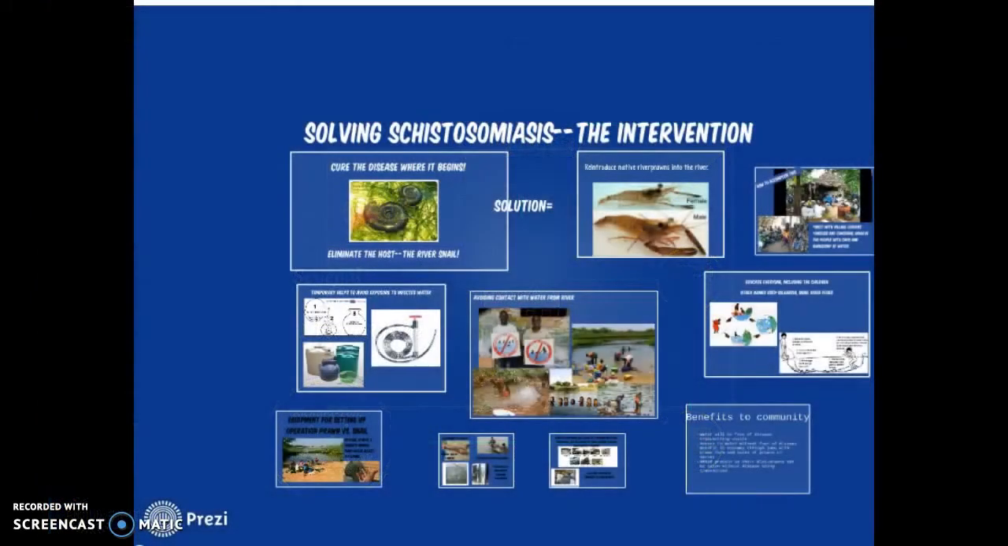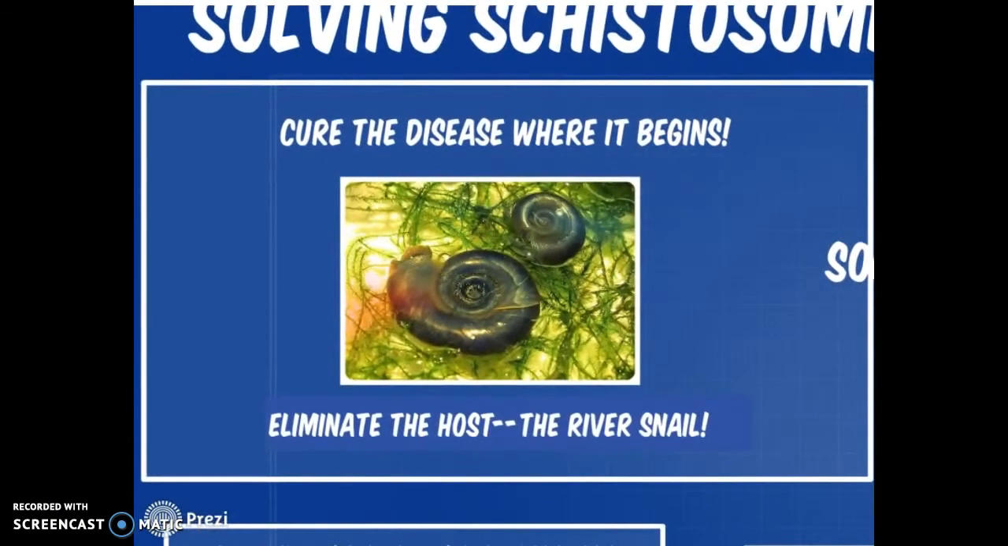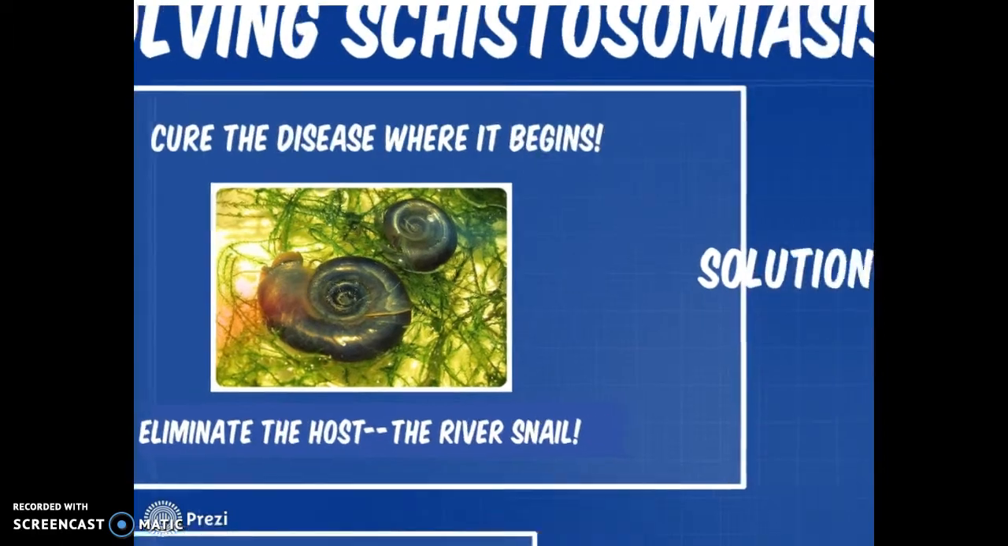Solving schistosomiasis. This is the intervention. The first thing that we want to do is to prevent this disease from reinfecting people, and that's to cure the disease where it begins. The river snail is the host of this disease, and we want to eliminate the host. Eliminating the host will eliminate the parasite that carries the disease.